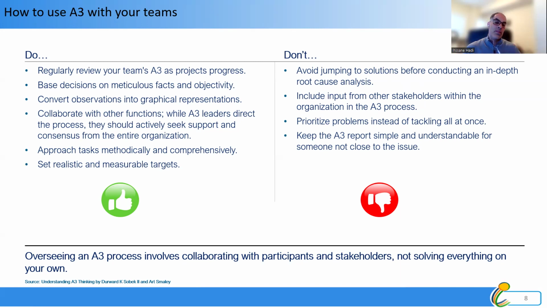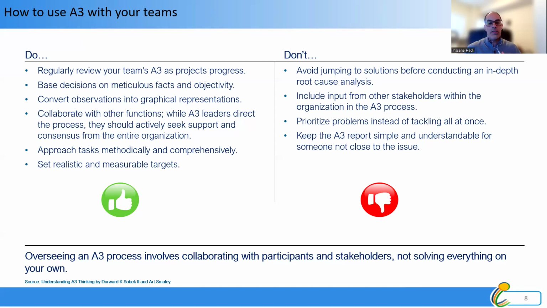The fourth thing to do is collaborate with other functions. Make sure that you align with your stakeholders. And as I did mention, we're gonna cover that in other videos about stakeholders. So E3 leaders should direct the process, but also actively seek support and consensus from across the organization to ensure broad engagement and buy-in. We want to make sure that everyone is buying in on the solution, so we need to involve them and we need to collaborate with them.